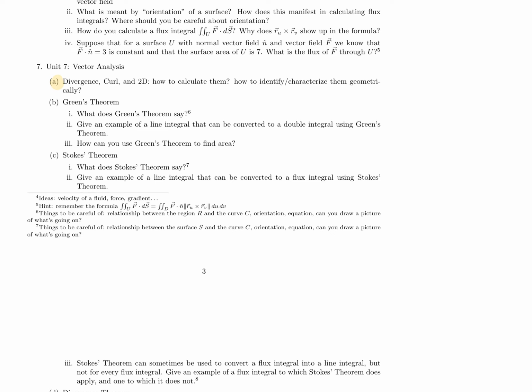For the three theorems, Green's theorem, Stokes' theorem, and divergence theorem, I do want to point out that there are the same few things that you need to be careful of for each of them. If you're trying to write down what Green's theorem says, you should make sure you know the equation for Green's theorem. You should know the relationship between the different variables and expressions inside your equation. You should know what each one of those variables means. You should understand the role that orientation plays. And you should be able to draw a picture of what's going on. That applies to Green's theorem, Stokes' theorem, and divergence theorem.